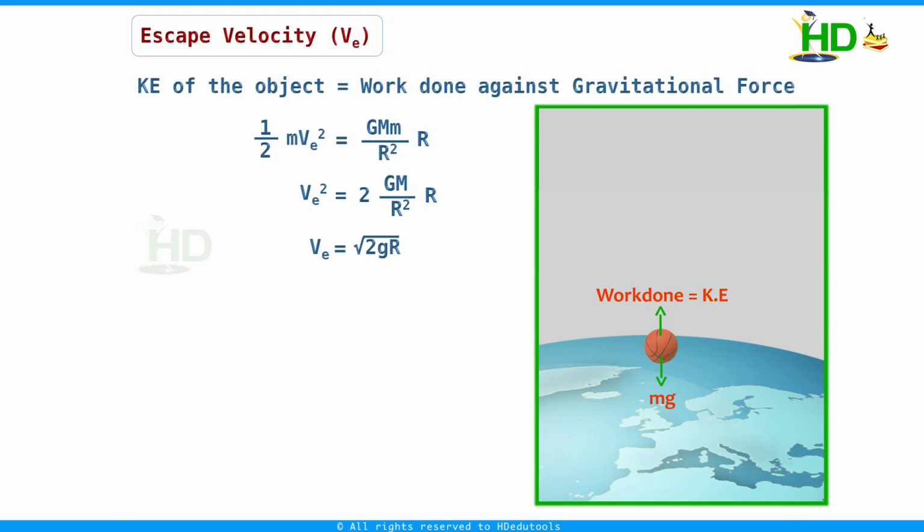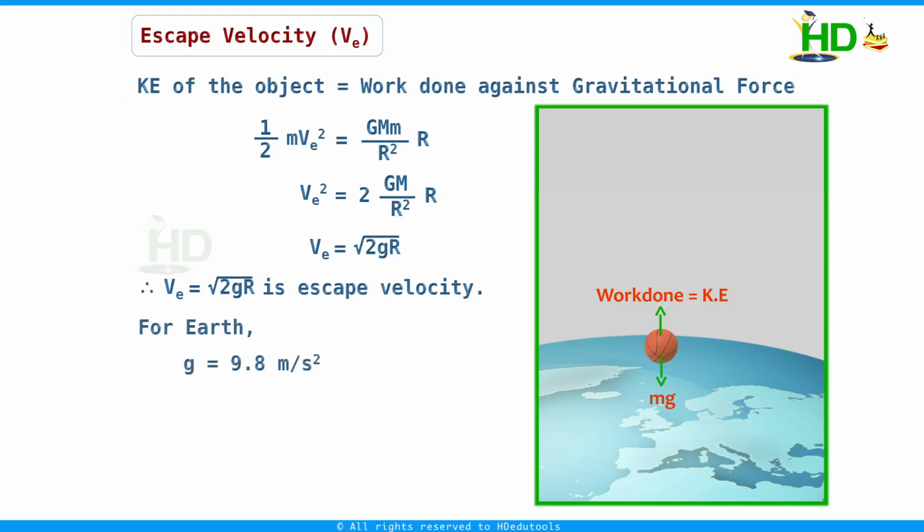Already we know that the acceleration due to gravity, small g, equals GM by R square. Therefore, ve equals root of 2 into g into capital R, where small g is the acceleration due to gravity and R is the radius of the planet. In case of Earth, small g is 9.8 meter per second square and the radius is 6400 kilometers. Therefore, the escape velocity is 11.2 kilometer per second. That means if you can throw an object with a velocity of 11.2 kilometer per second, it never returns to Earth. This minimum velocity to escape from Earth's gravitational pull is called escape velocity.